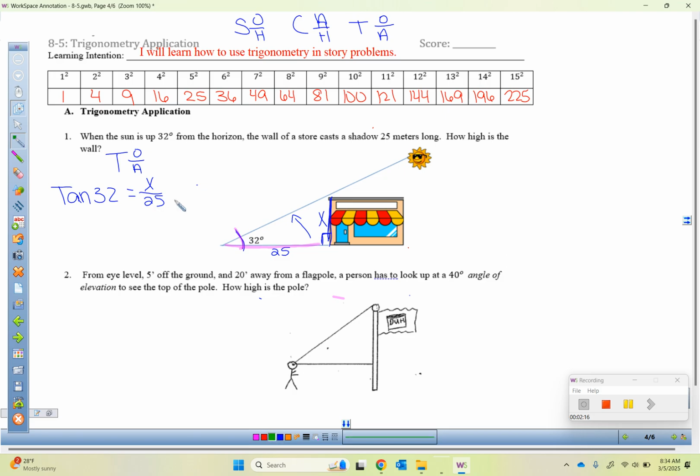Okay, so we need to get rid of this denominator, so I can times by 25. If I do it to this side, I have to do it to this side. And that's what allows these to cancel. So I'm left with 25 tangent 32 equals x. Is my x by himself? It is, yeah. So that's all I need to do is put this in my calculator. 25 tangent 32.